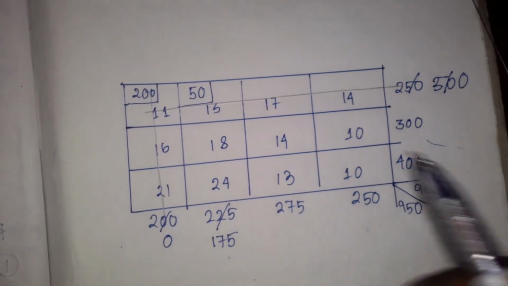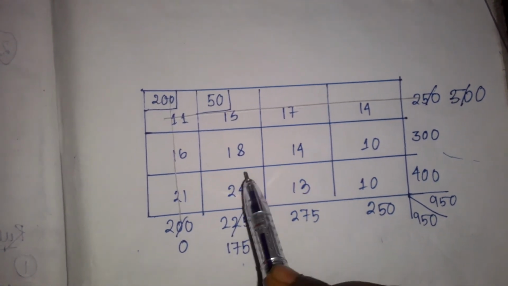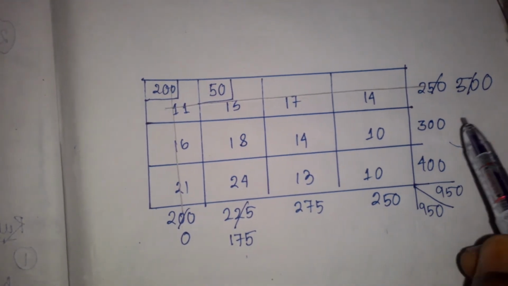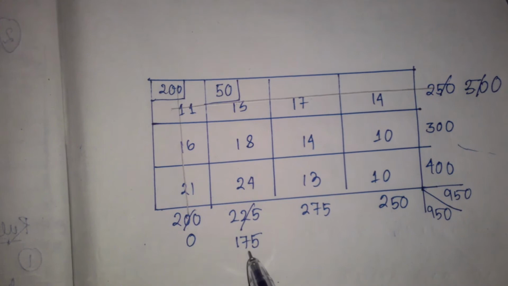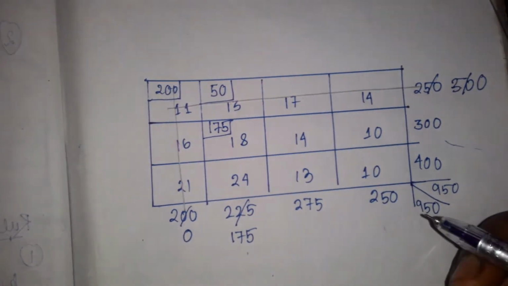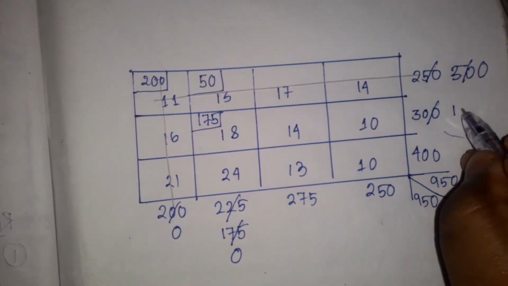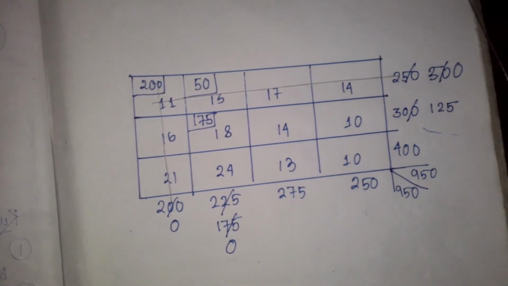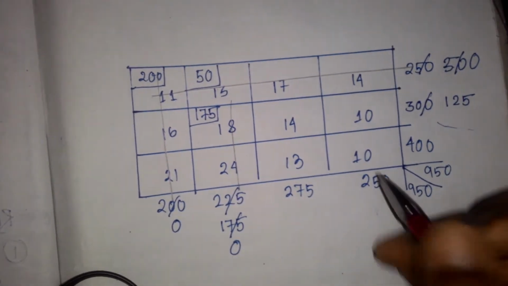Now the northwest corner of the matrix is 18. Now the demand value is 175 and the supply value is 300. The lesser is 175 and the cost is marked with 175, and the demand will be 0 and the supply value is 125. Then this column is terminated from the matrix. The remaining matrix is this.